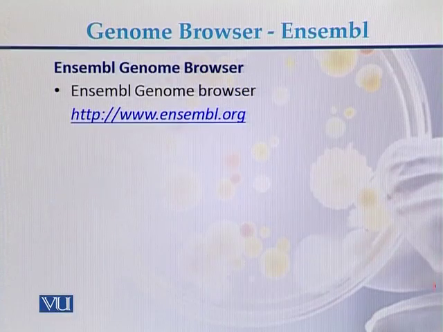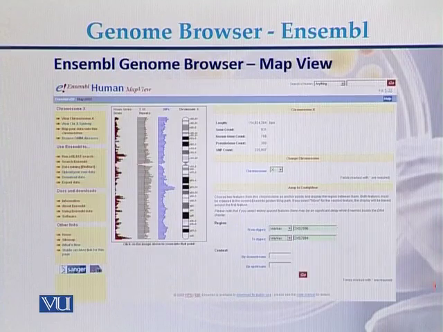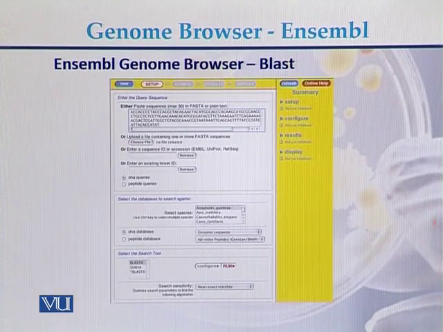This is the link of the Ensembl Genome Browser. This is the home page of Ensembl Genome Browser. In the case of Ensembl Genome Browser, this is the map view. So here we can see the map view of the chromosome. The next is Ensembl Genome Browser BLAST.